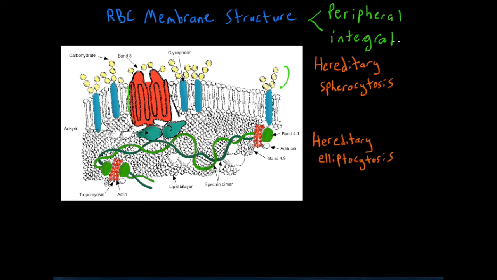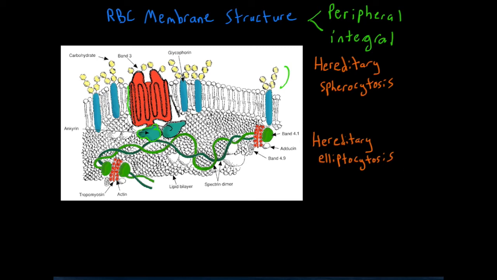So these different types of membrane proteins are going to be determining that biconcave structure of the red blood cell, as well as providing anchor points, like this ankyrin here, for cytoskeletal elements to provide more structure and stability.